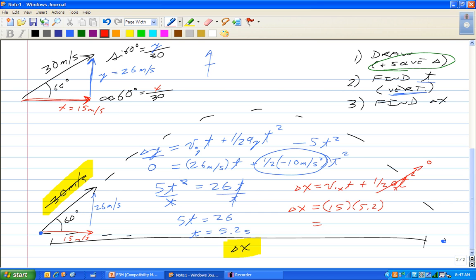All right? And that was what, 78? So there's your answer. It lands 78 meters away. Make sense? Any questions?